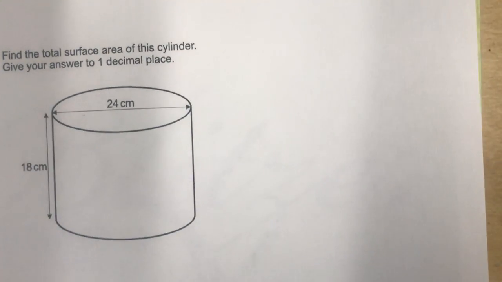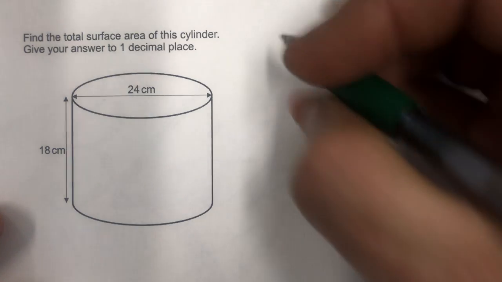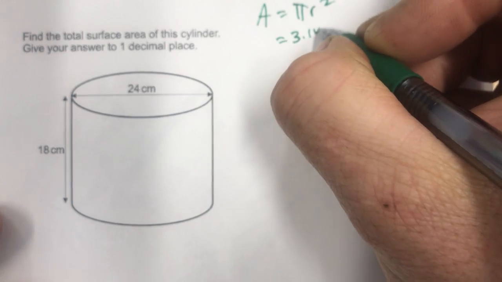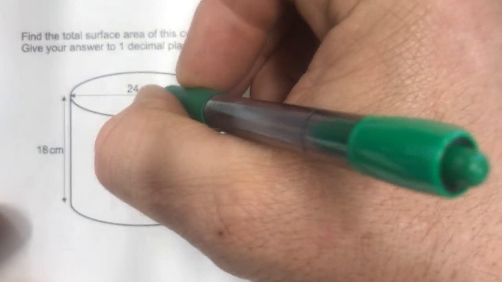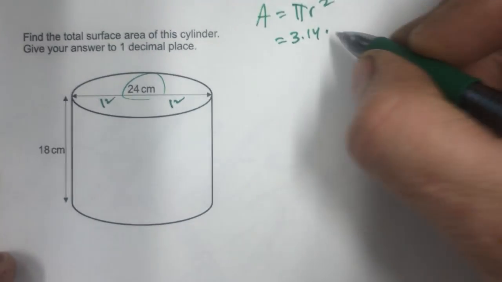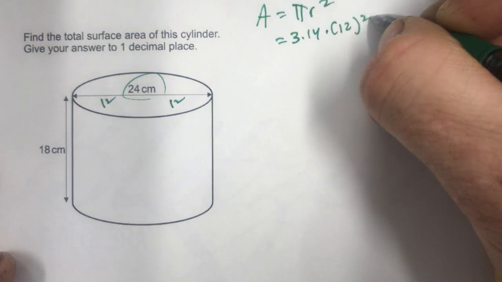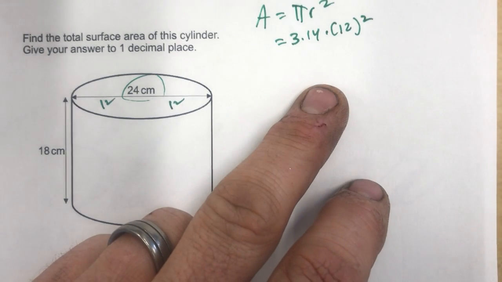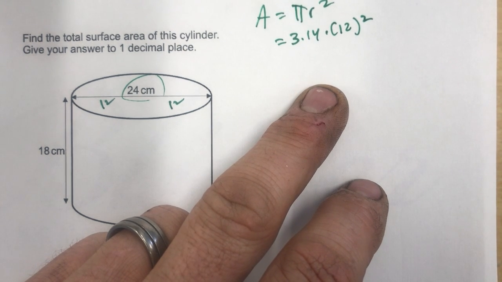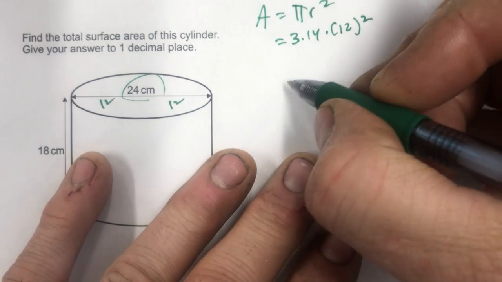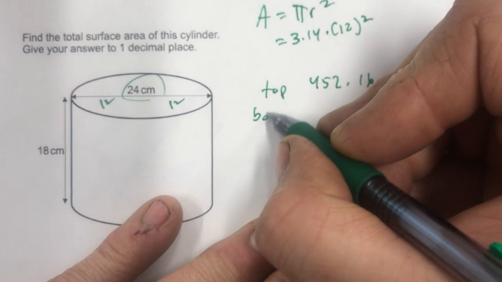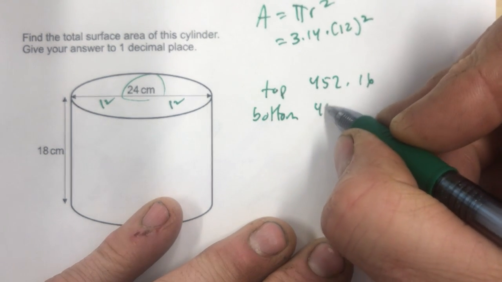Here's one more, we'll do it, and then that'll close up shop. My area is pi times radius squared. So this one, 3.14 times my radius. Now look at this, 24 goes all the way across. That's the diameter. So if I cut that in two, 12 and 12. So this is times the radius squared. 3.14 times 144 is 452.16. The bottom is going to be the same thing.